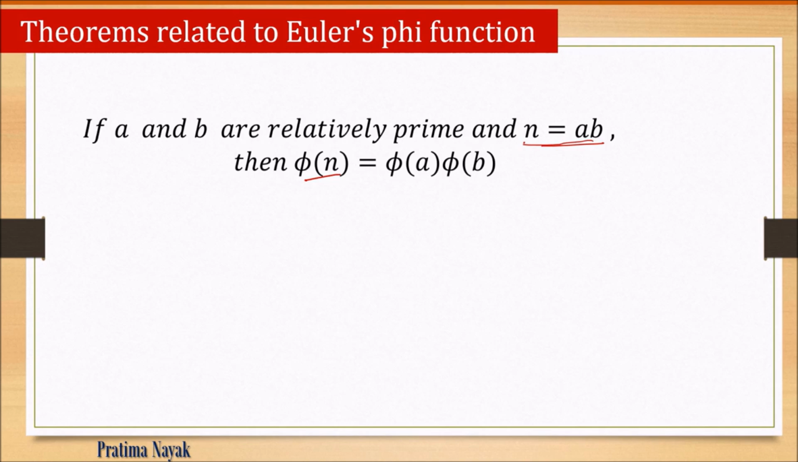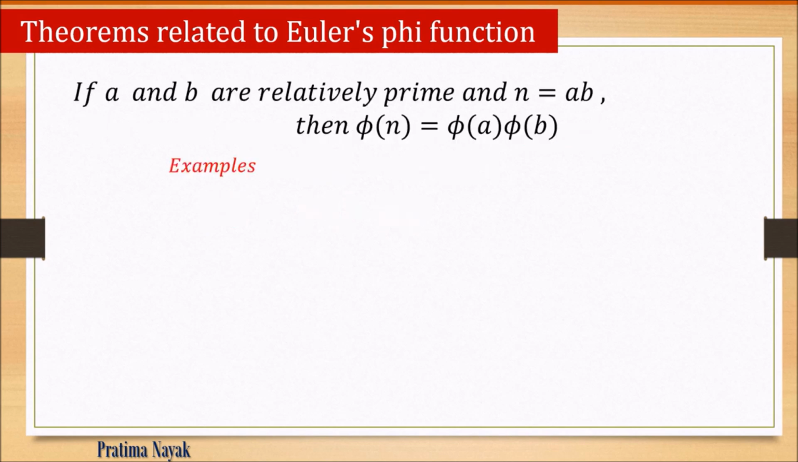For example, if I write phi of 12, phi of 12 is the same as phi of 3 multiplied by phi of 4, because 3 and 4 are prime to each other. So let us see some examples.